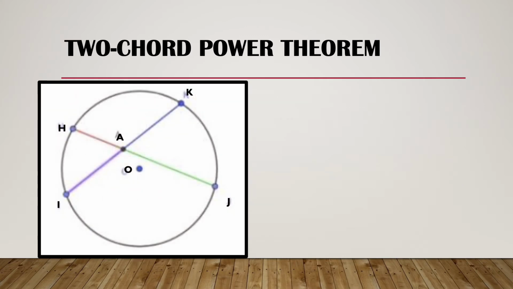In the figure, we have circle O. Identify the two chords. Very good. The two chords are IK and HJ. So, we will have the equation AI multiplied by AK equals HA multiplied by AJ.